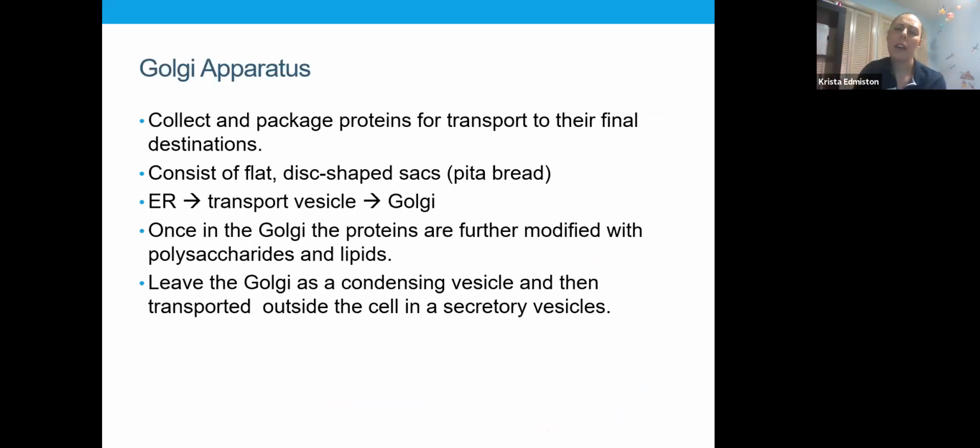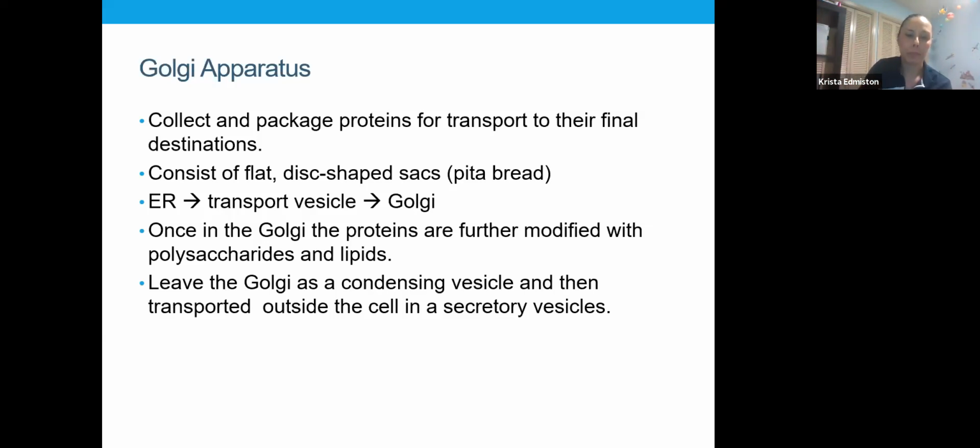So you can think of the Golgi apparatus kind of like the UPS or the Amazon of the cell, and it receives packages, it packages them up in their own packaging, and then it puts a sticker on for its final destination. Is that going to be outside the cell? Is that going to be in the membrane? Is it going to be to another organelle?